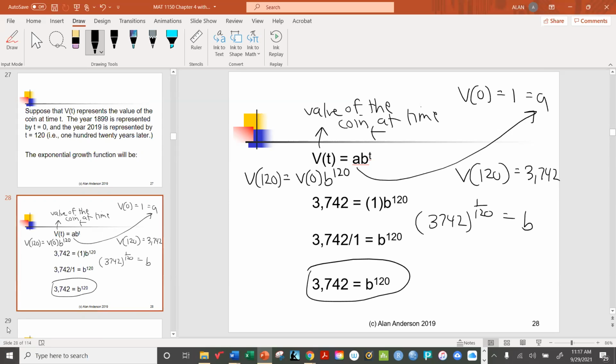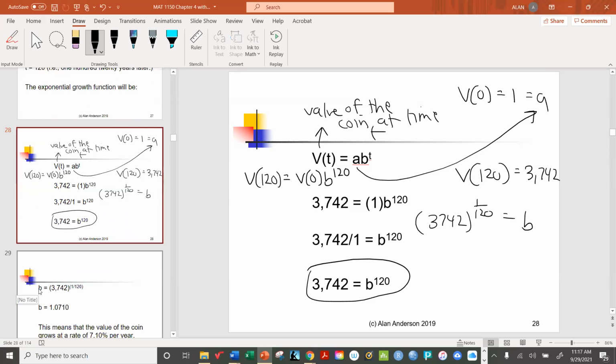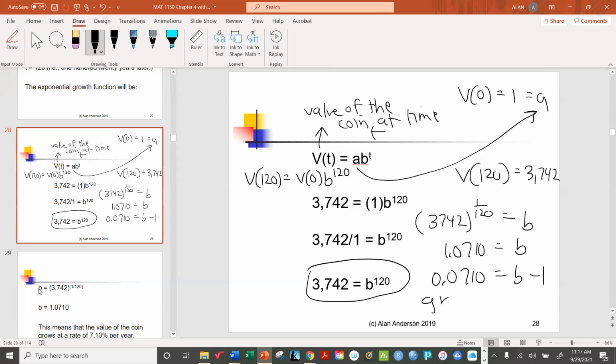And when you do that, you're going to get 1.0710 equals b. 0.0710 equals b minus 1. So the growth rate is 7.10% per year. So in other words, the value of the coin has been growing at a rate of 7.1% per year for the last 120 years. That's why it's worth $3,742 instead of $1.